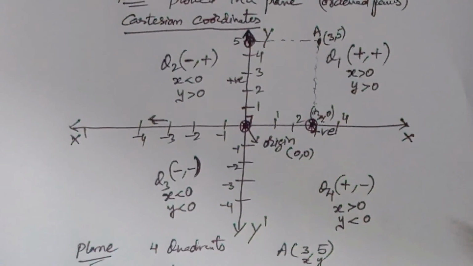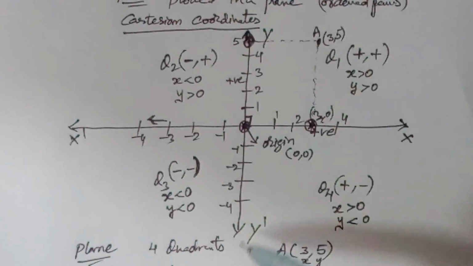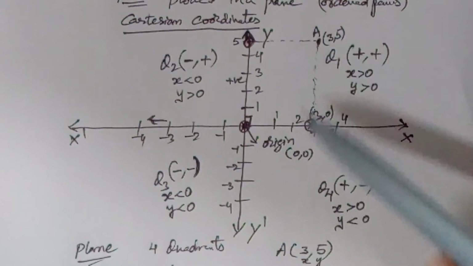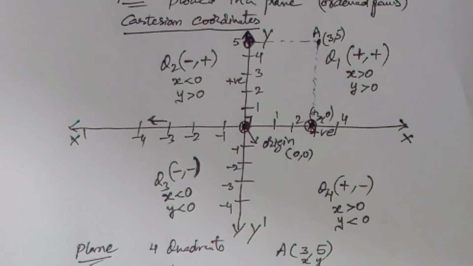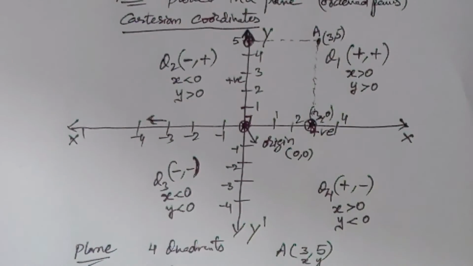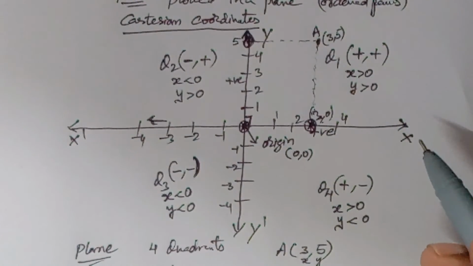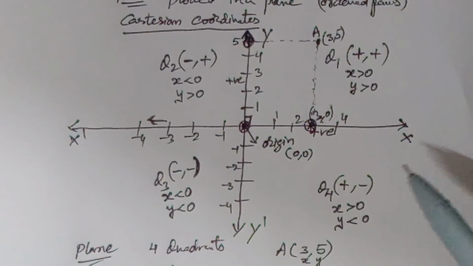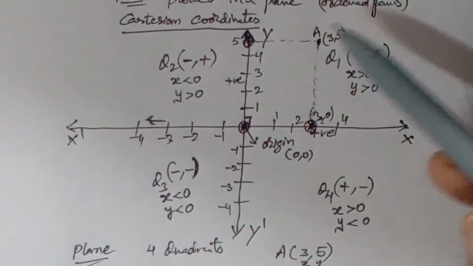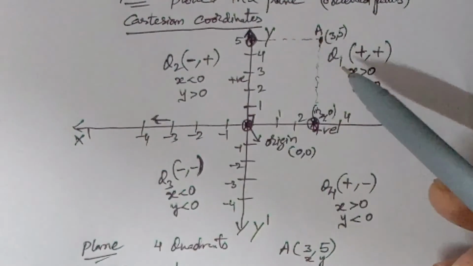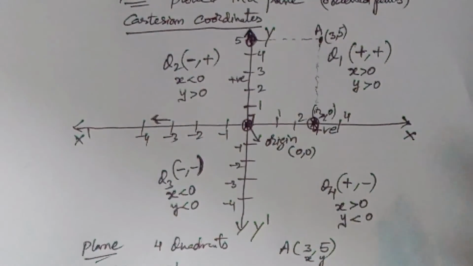Plotting the points is very, very important. I hope you understood it clearly. If any doubts are there, you can comment in the comment box. Every point you can plot on these quadrants: Q1, Q2, Q3 and Q4.